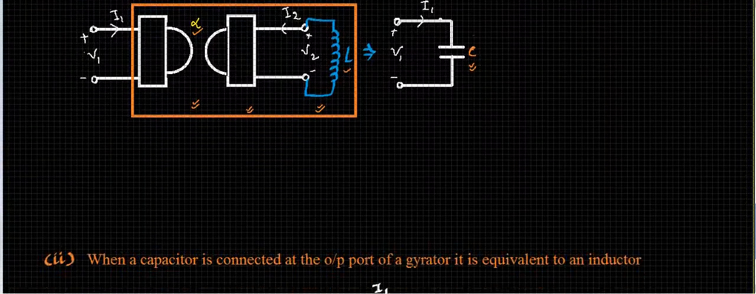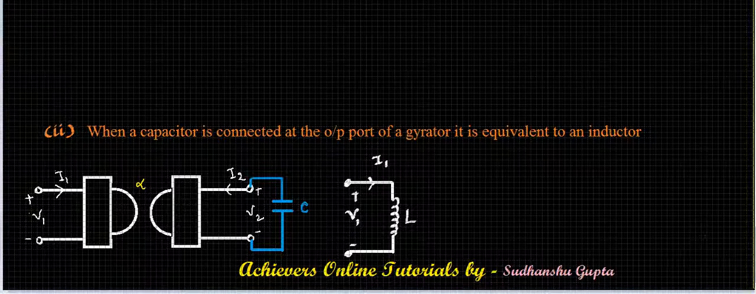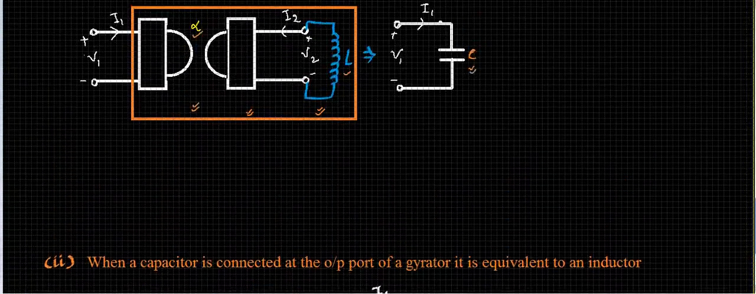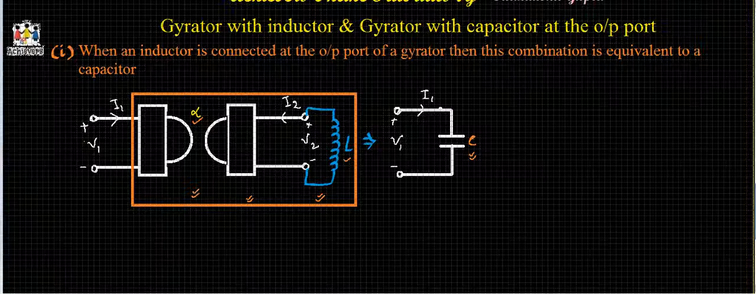In the second part of the video, we will see that similar to the inductor in the first circuit, when a capacitor is connected at the output port of a gyrator, then this circuit is equivalent to an inductor. Again, here we will calculate the value of L in terms of C and alpha. So let us start with the first circuit.